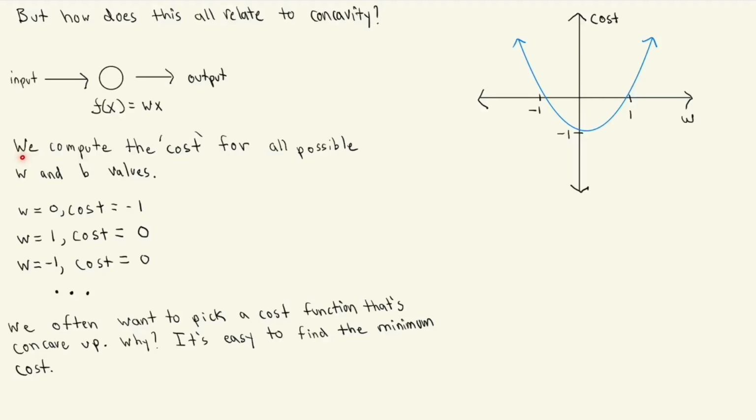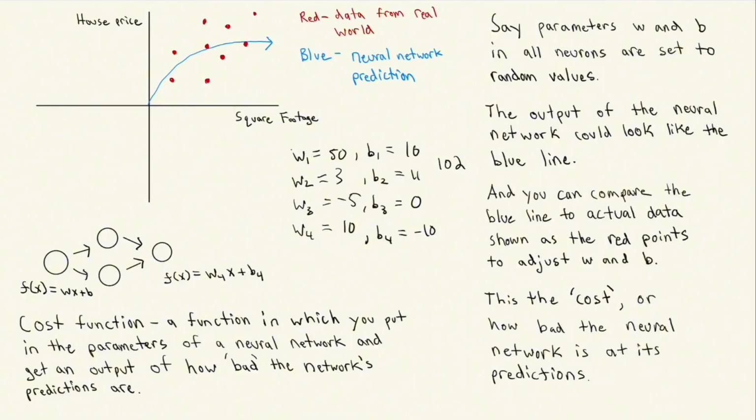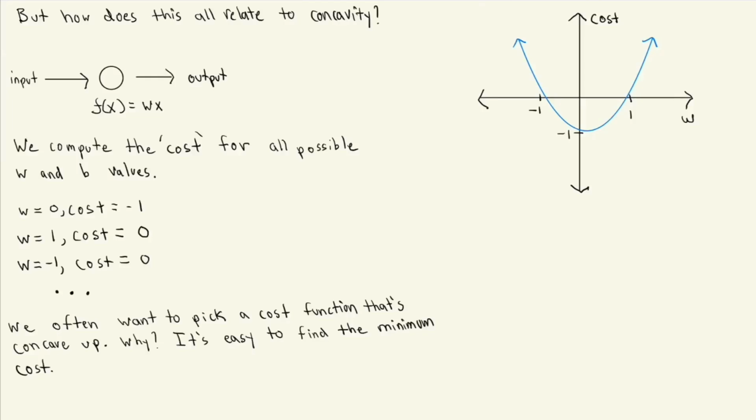It can take on a lot of different shapes by changing these parameters. So for all parameters, we can find the cost. In this example, it's much more complex because there are 8 different parameters here. But in this example, we've simplified the neural network to just one parameter, W. For every single possible W, we can find out how bad the neural network is at predicting things when W is equal to that value. So for W equals 0, for example, the neural network might give a cost of -1. When W equals 1, it might give a cost of 0. When W equals -1, it might give a cost of 0 again.